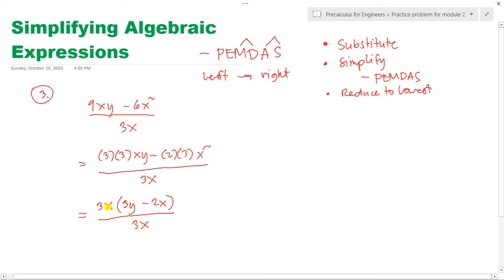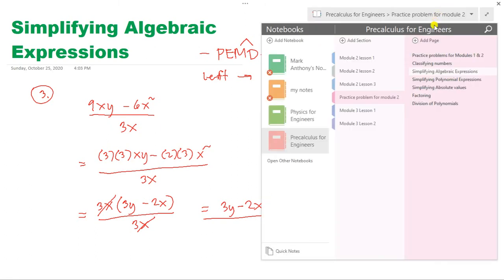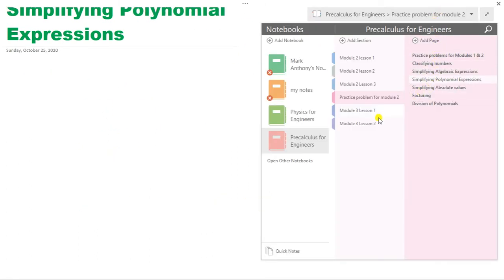Since in the numerator may 3x, sa denominator may 3x, then makakancel out sila. So what's left na lang is equal to 3y minus 2x. So this would be our simplified answer na na-reduce na siya into lowest terms. We cannot factor this one anymore. So next, let's go to the next topic, class, simplifying polynomial expressions.